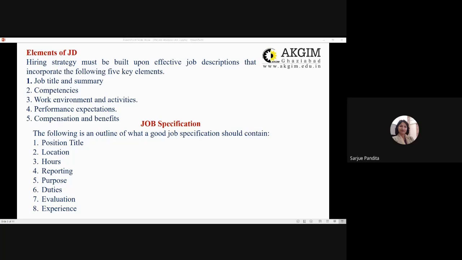When the performance expectations are clearly communicated to the employee, while the employee is performing that particular job, the objective is to minimize the gap between what he is actually doing and what is expected out of him.